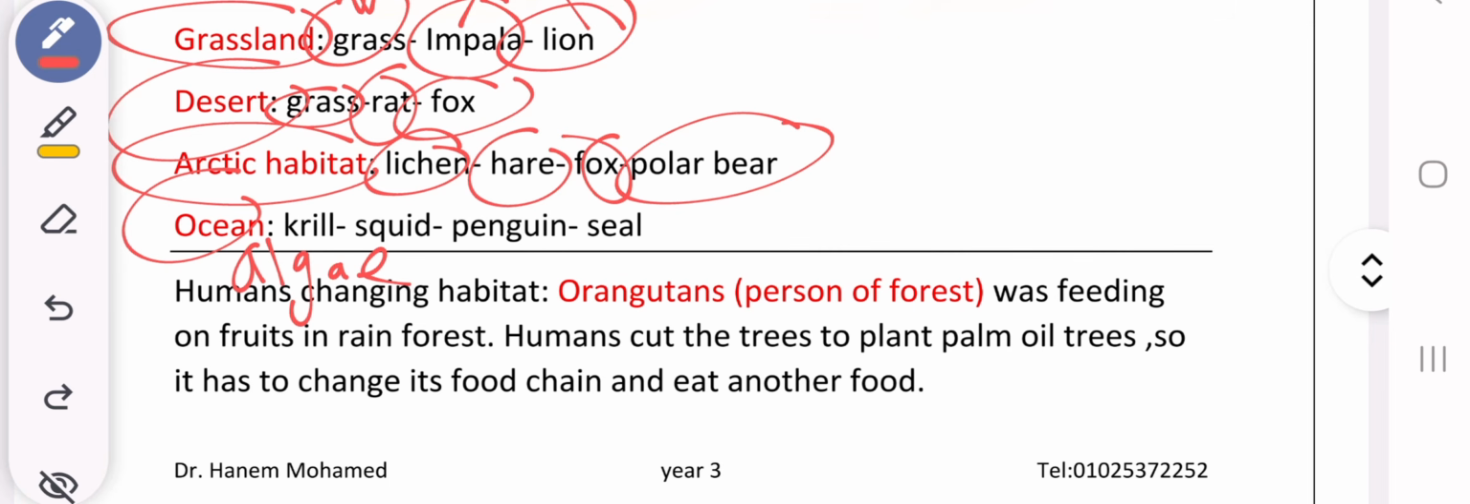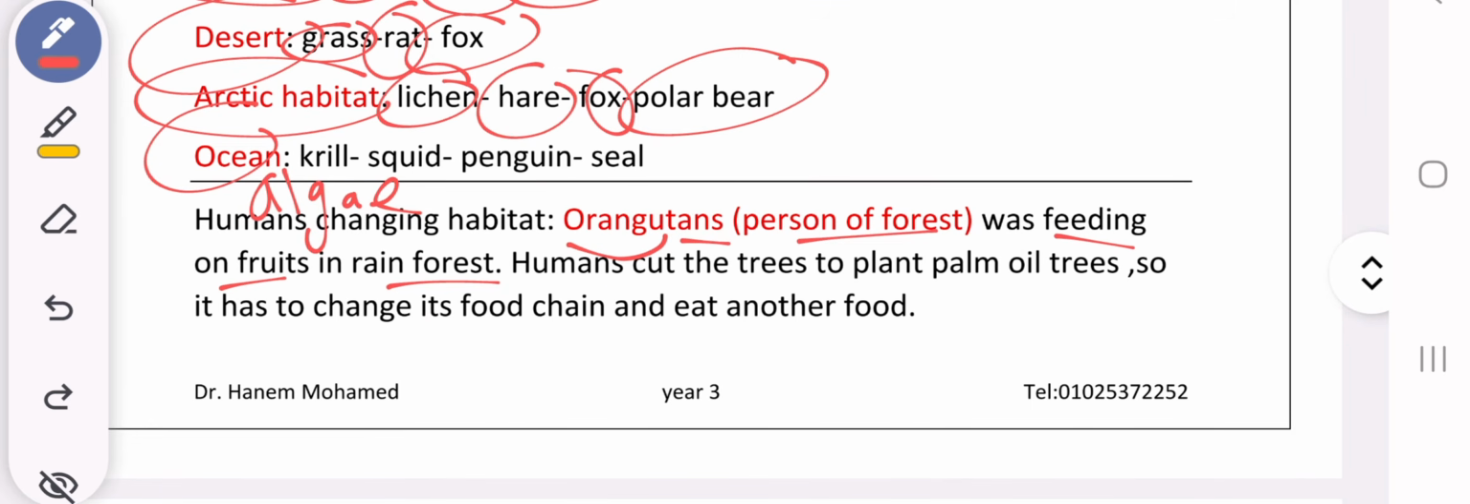Humans also change the habitats, like what? Orangutans. Orangutan means person of the forest. It's a monkey. We call the orangutan a person of the forest. Feeding on what? On fruits. Where? In the rainforest. But humans cut the trees. Why? To plant palm oil trees.